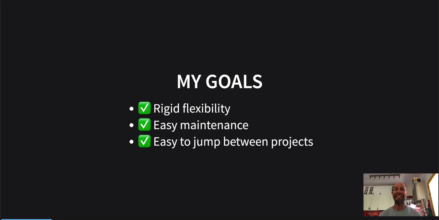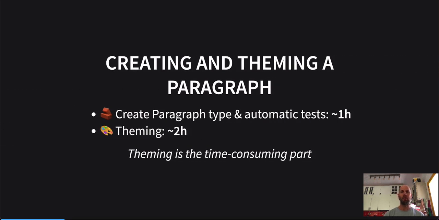We want to provide easy maintenance and for our developers to easily jump between the different projects. So Drupal Starter is kind of the baseline standardization, and it makes every project very, very familiar. So let's say we're talking about the call to action. Let's say, again, I'm doing an estimation like that. All right, it will take 1 hour to create the paragraph type and let's say copy automatic tests, and about 2 hours to do the theming.